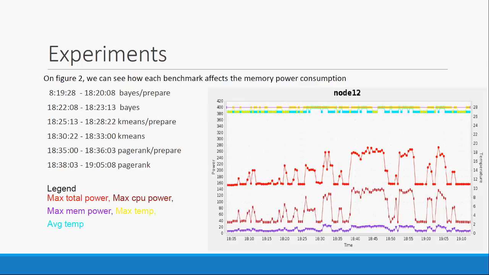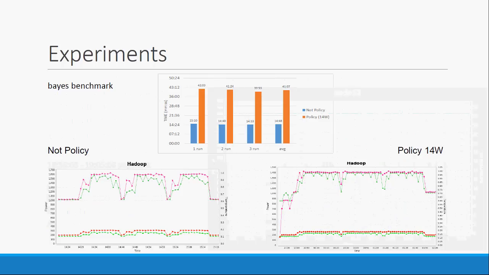On the next experiment, in the figure, we can see how each benchmark affects the memory power consumption. We start using HiBench from now on for our experiments. We can see that K-means and web search are the ones that drive more power on the runs. In the previous experiment, we can see how the system power consumption is affected by the CPU power as well as the memory power consumption.